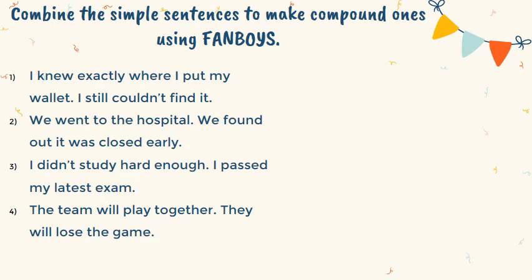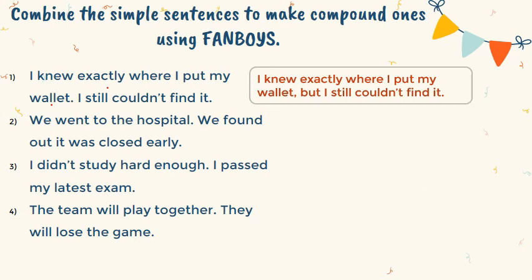Combine the simple sentences to make compound ones using FANBOYS. Number 1: I knew exactly where I put my wallet. I still couldn't find it. So here I'm looking for a word that means "however". I knew where I put my wallet, however, I couldn't find it. So this word is "but" from the FANBOYS.